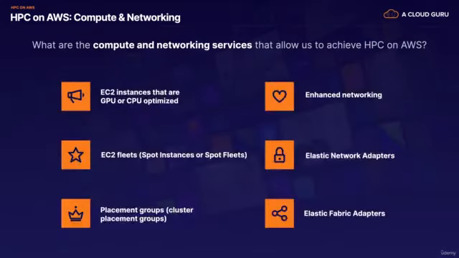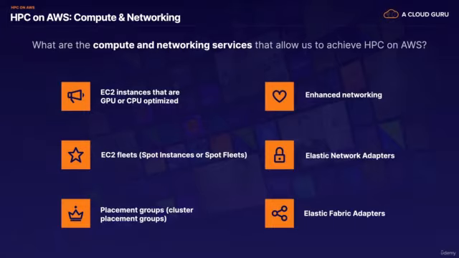What are the compute and networking services that allow us to achieve high-performance computing on AWS? Well, we've got our EC2 instances, and these could be GPU or CPU optimized. We then have our EC2 fleets, which we've already covered off, and these could be spot instances or spot fleets. We then have placement groups, and in particular for HPC, we look at cluster placement groups, so we're reducing the latency between our EC2 instances so that they're both very close together, they're in the same availability zone.